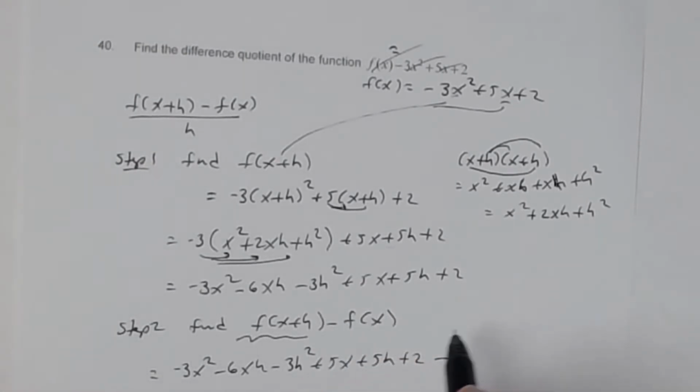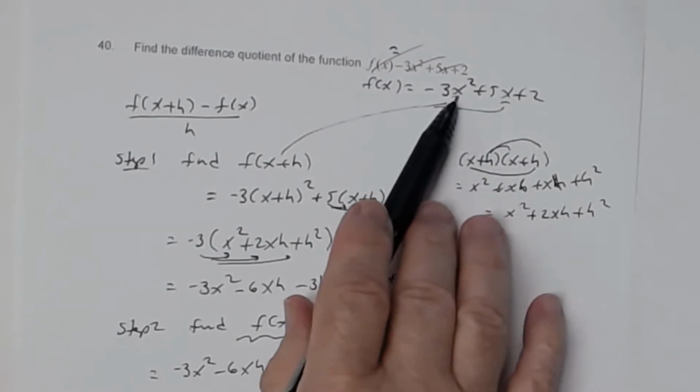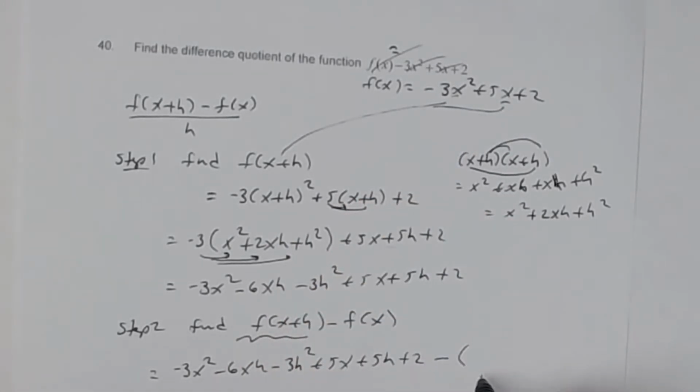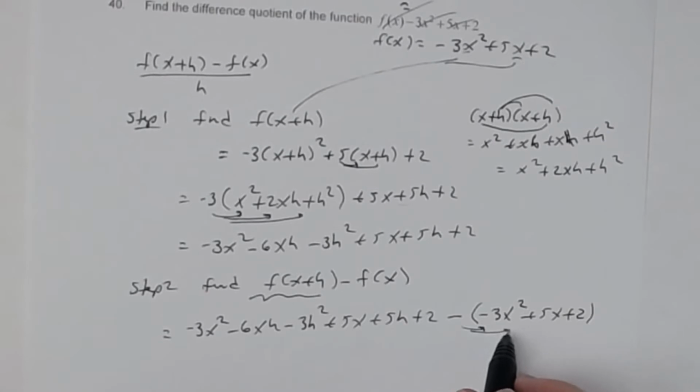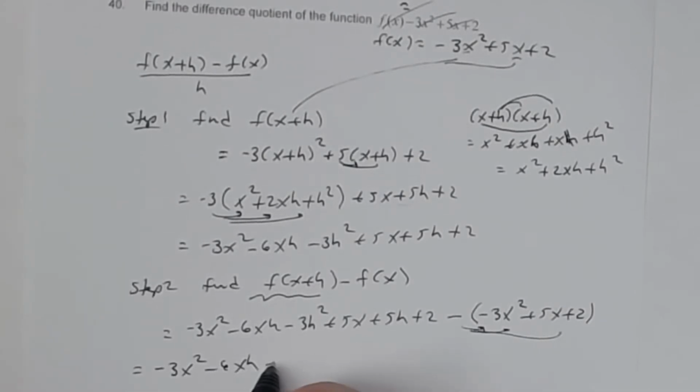Now parentheses are needed here because that function has more than one term. So you got to put that in parentheses. If you don't, you're going to get a wrong answer. So you're subtracting all of f of x. So you're going to say minus 3x squared plus 5x plus 2. Now get rid of the parentheses. So either distribute the -1 or take the opposite of each term. So I get equal negative 3x squared minus 6xh minus 3h squared plus 5x plus 5h plus 2.